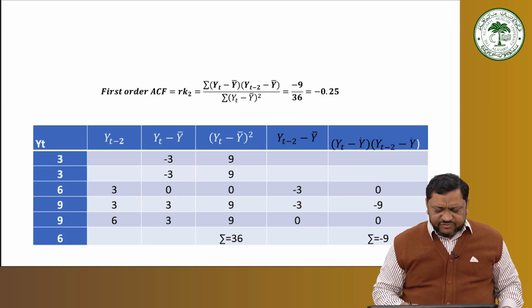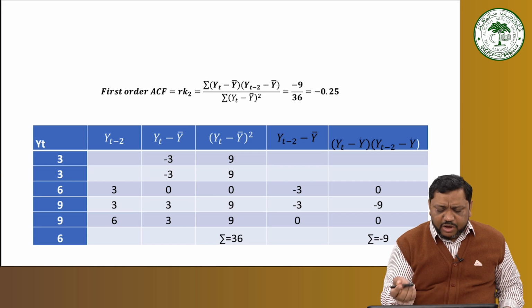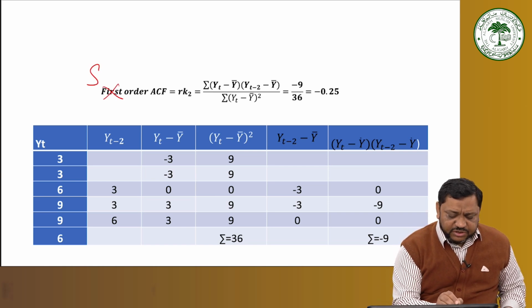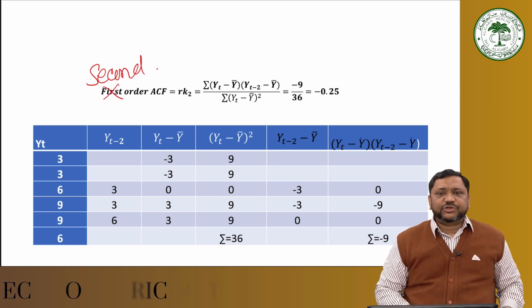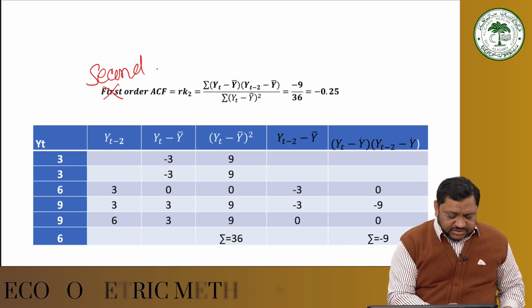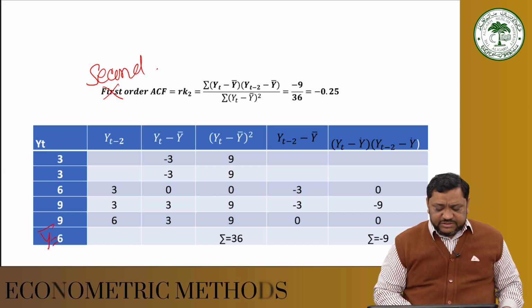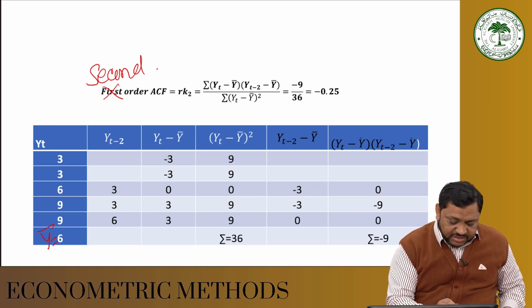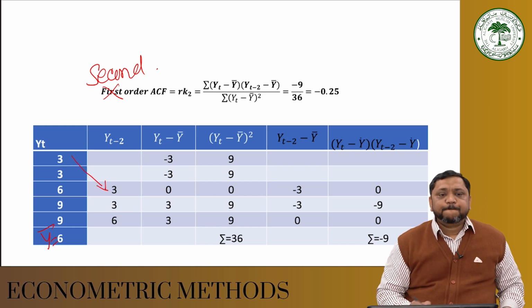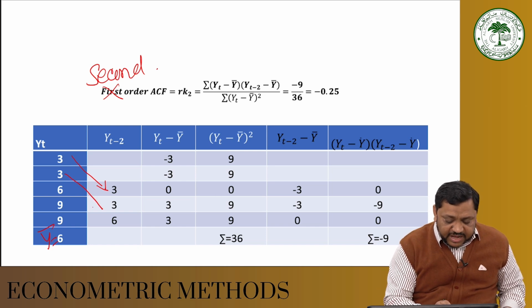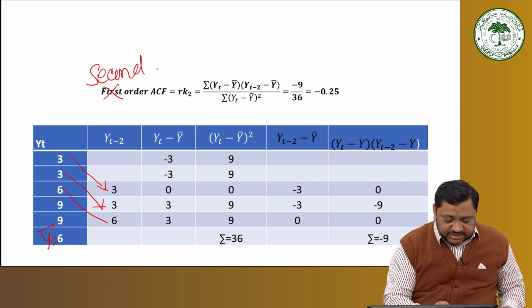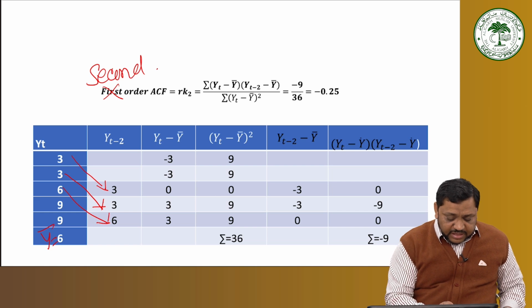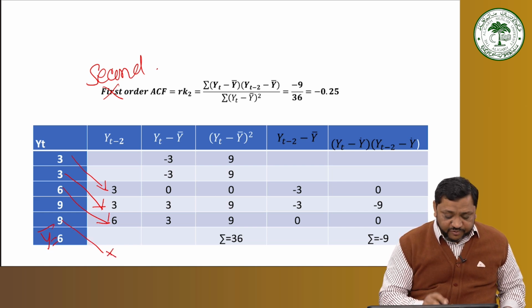Another example we have seen is the second order, sorry, please note this correction. This is basically the second order autocorrelation function. Again, y bar is equal to 6. Again, the same process. The only thing is, now we take a 2 period lag, which means this first 3 is written after a lag of 2, this 3 is written after a lag of 2, and this 6 is written after a lag of 2. For this 9, I cannot write anything over here, as I don't have a corresponding term.